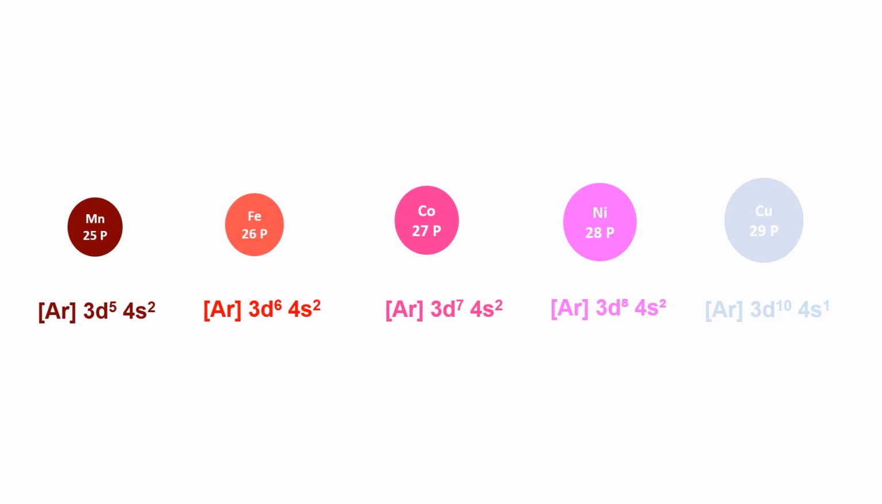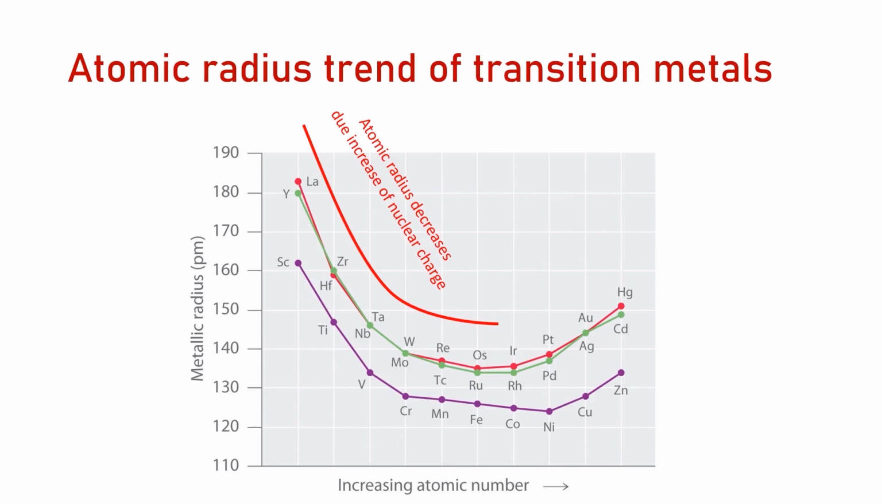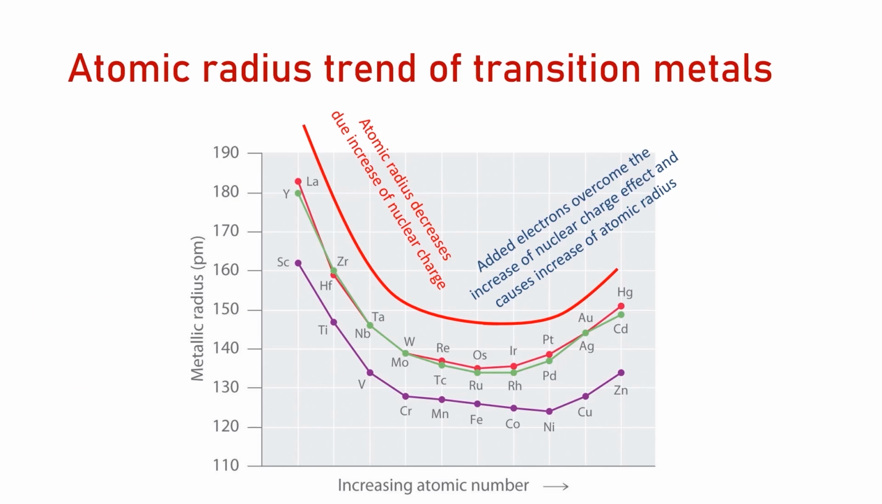But there are added negative electrons as well to the same energy level that causes an increase in the atomic radius later on. At first, the attraction due to the increase of nuclear charge overcomes the repulsion between electrons, leading to a decrease in the atomic radius. Somewhere in the middle, the repulsion between the added electrons overcomes the effect of the increase in the nuclear charge and causes an increase of the atomic radius.